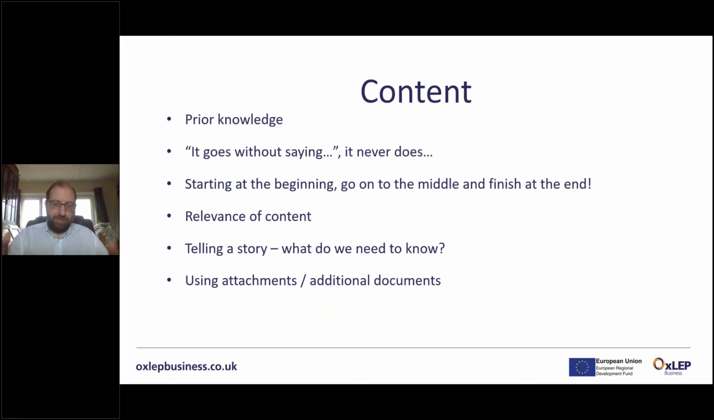Remember that you're setting out a process, so you start at the beginning. What is the company? What do we do? Go on to the middle. This is the grant project. This is what it will do, and finish at the end. This is the impact it will have on us. And the content needs to be relevant to tell us that story. What is it that we need to know to give you the points?